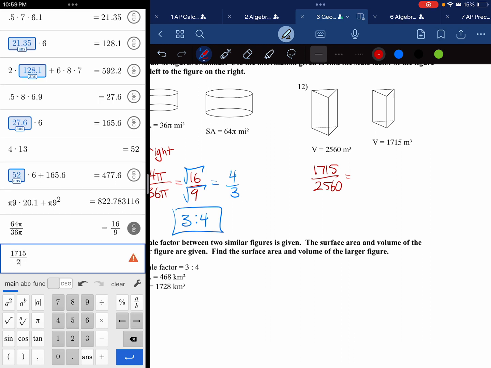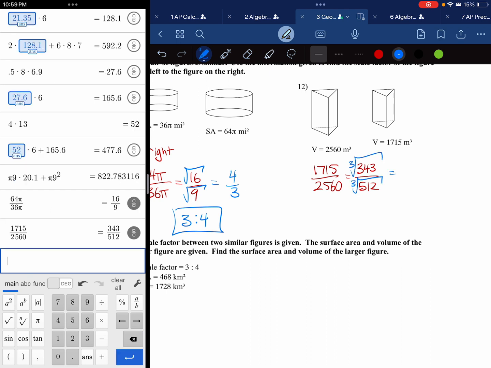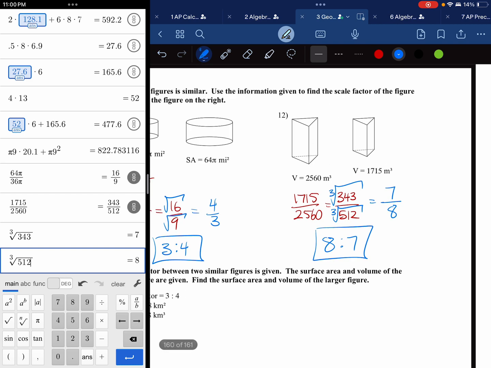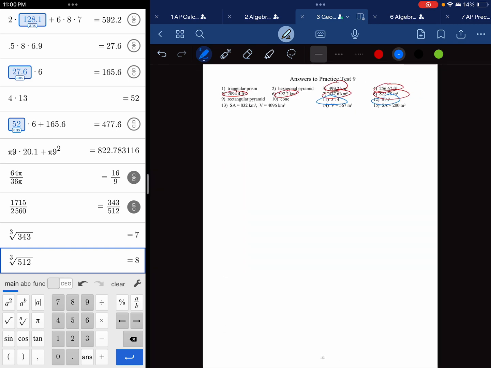1715 divided by 2560, and you get this fraction that is 343 over 512, and then from there we need to cube root both the numerator and the denominator. The cube root of 343 is 7, and the cube root of 512 is 8. So that means my scale factor, again, this went bigger to smaller, so I should go bigger to smaller, right? So I should say 8 to 7. So number 12 should be 8 to 7. Number 12 is 8 to 7.